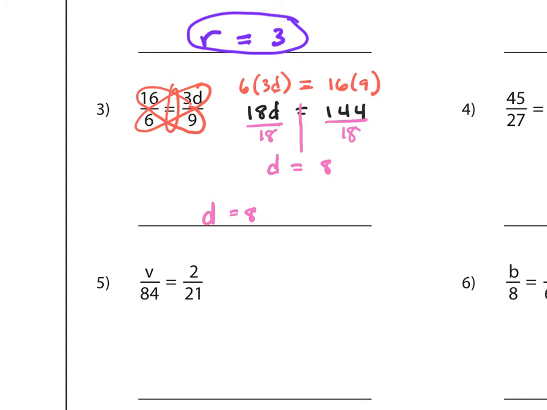And if we look at this, 3 times 8 would be up here. 3 times 8 would be 24. So they're saying that 16 is to 6 as 24 is to 9.